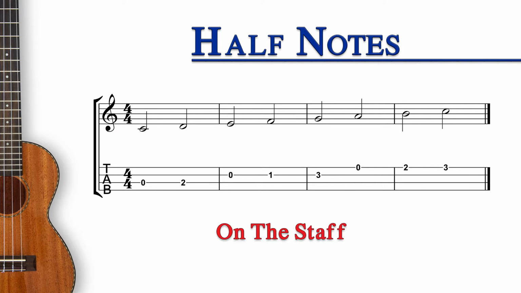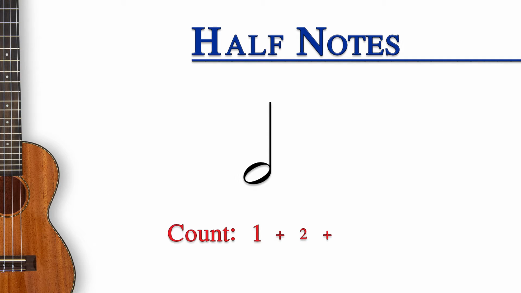Half notes can begin on beat 1, beat 2, or beat 3 in 4/4 time. A half note beginning on beat 1 sustains for 2 beats through the count 1 and 2 and. A half note beginning on beat 2 also has a 2-beat duration, but rings through the count 2 and 3 and. And a half note beginning on beat 3 rings through the 2-beat count of 3 and 4 and.